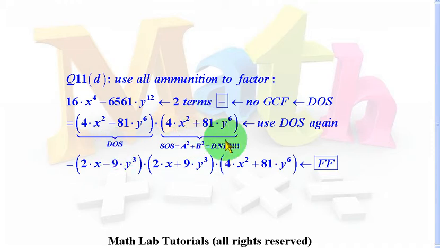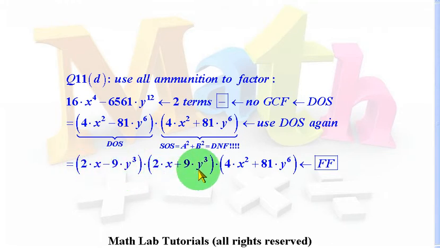So this guy gets dropped down, goes along for the ride, and we're going to apply another DOS factoring to this one over here. The square root of 4 is 2, the square root of x squared is x, the square root of 81 is 9, the square root of y to the power 6 is y cubed. Copy paste again into the second bracket, and put a minus sign there and a plus sign there, and the DOS is over.